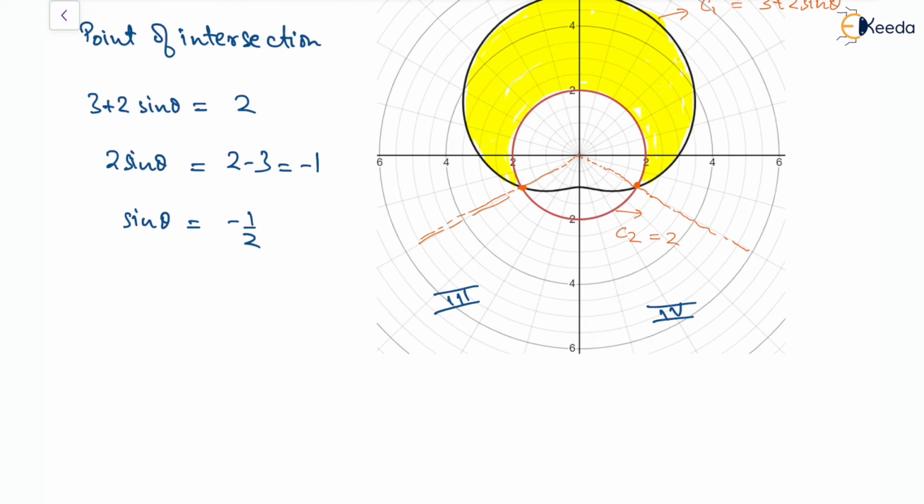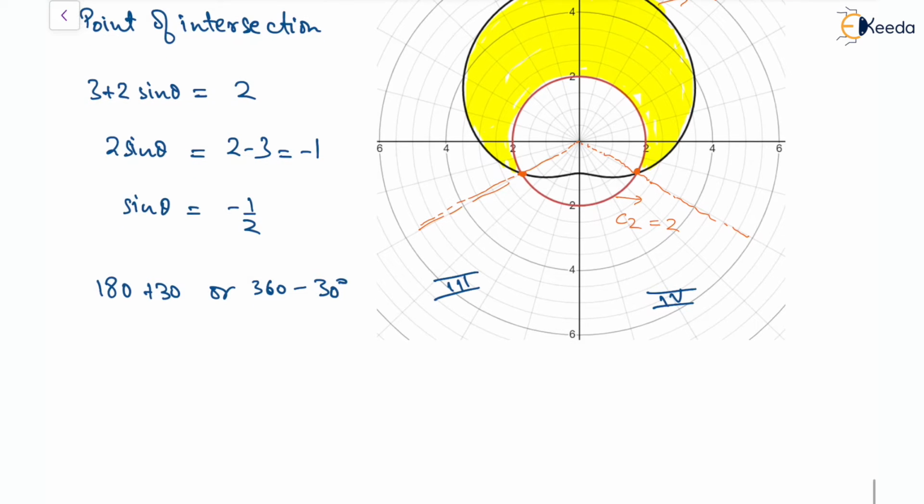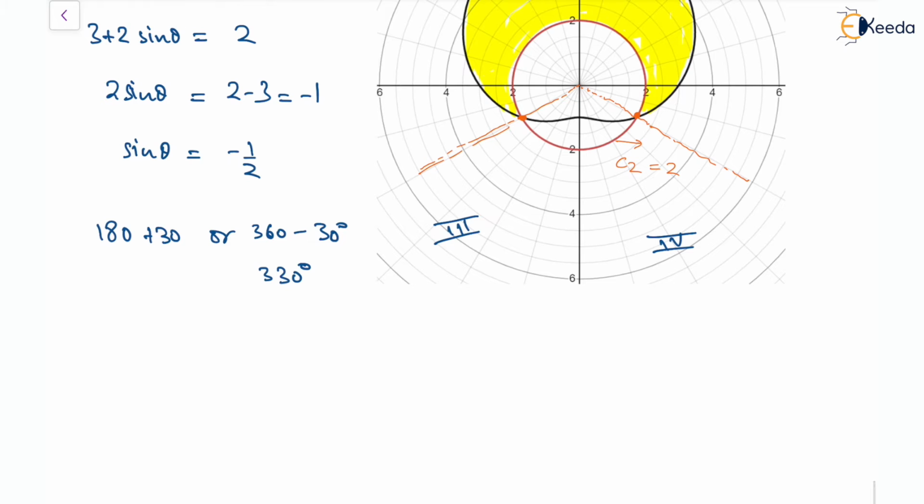So sine theta equal to minus half is possible when it is 180 plus 30 degrees, or when it is 360 minus 30 degrees. So that is 330 degrees. If we write this in radians, this theta is pi plus pi by 6, so 7 pi by 6, and this one is 12 pi by 6 minus pi by 6, so that will be 11 pi by 6.